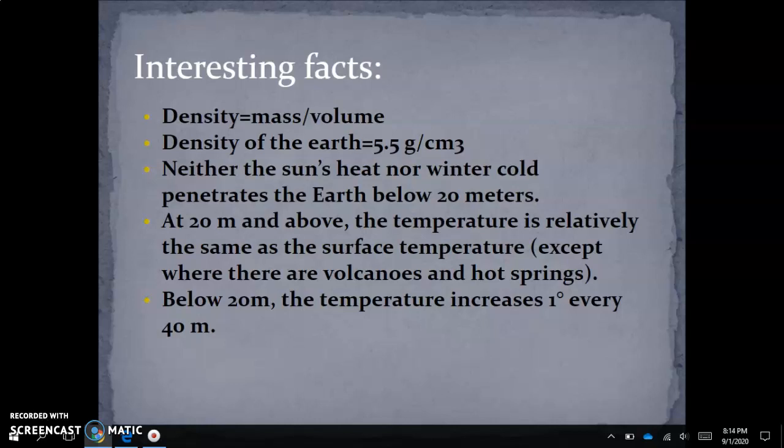Neither the sun's heat nor winter cold can penetrate the Earth below 20 meters. So the radiation from the sun being absorbed, how it's heating up our atmosphere and how we experience temperature, is not going to affect the layers of the Earth. At 20 meters, the temperature is relatively the same as the surface temperature, except where there are volcanoes and hot springs. And then below, the temperature increases 1 degree every 40 meters. So remember, as you go towards the center of the Earth, both temperature and pressure are increasing.